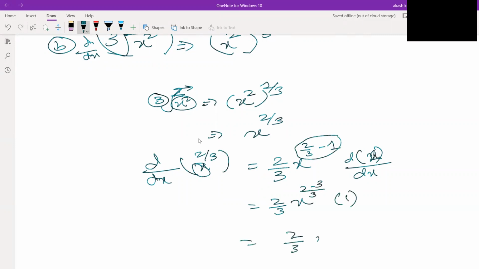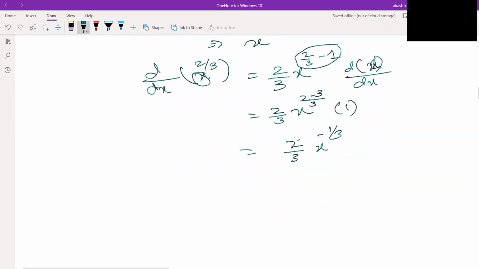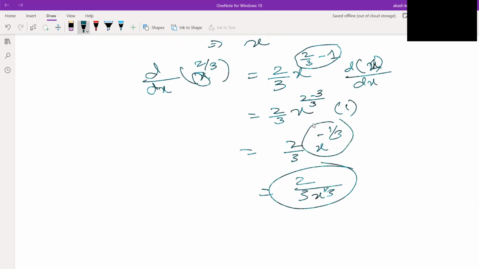So 2 over 3 x minus 1 over 3. And if we convert it into the positive coefficient, it will be 2 over 3 x to the power 1 by 3. Is it clear? 2 over 3 x. What's the one on the bottom? This we just wrote. It was a negative coefficient. We just brought it into the denominator, so it will be positive, x to the power 1 by 3.